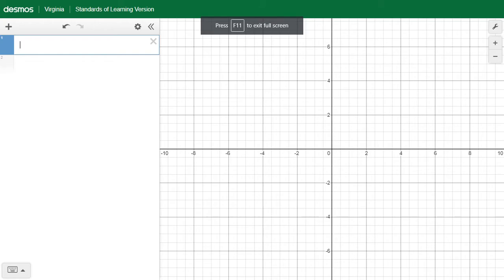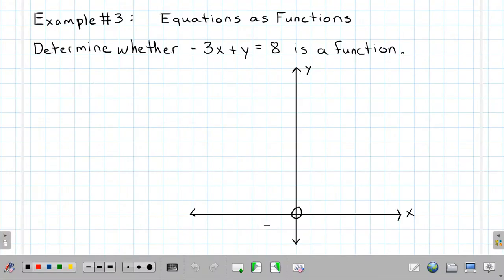And what we can do with it is, if we know the equation of a function, or in this case, know the equation of anything, if we graph it, we can actually tell if it's a function or not. So when we look at the question here, determine whether negative 3x plus y equals 8 is a function, well, we can graph it and use the vertical line test to tell if it's a function or not.